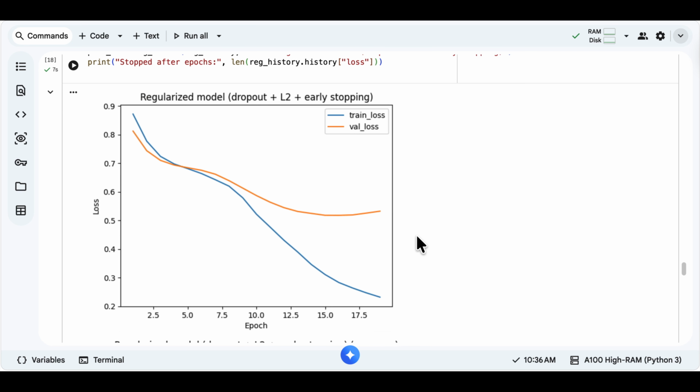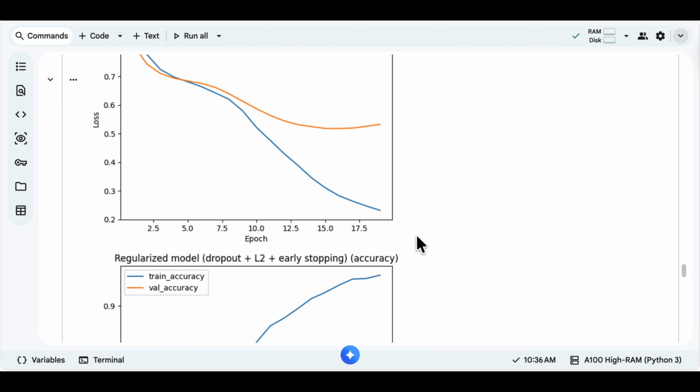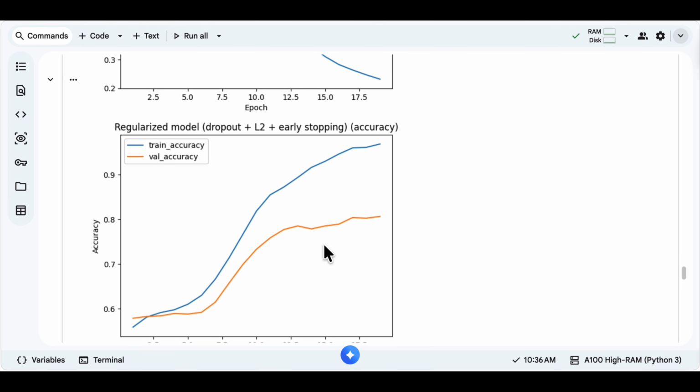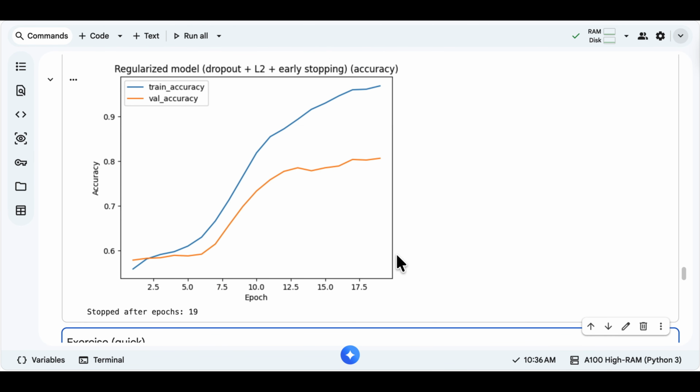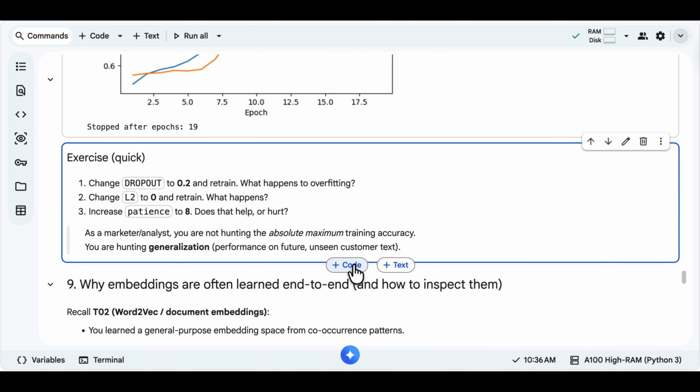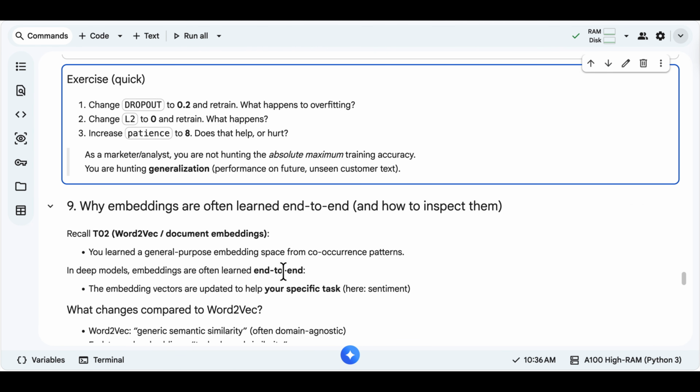The curves are much healthier than before. Training improves more slowly, which is expected, but validation loss declines more smoothly, and validation accuracy rises to about 0.81. This is the right lesson. Regularization does not try to maximize training accuracy. It tries to maximize future performance. This exercise is worth pausing on in class.